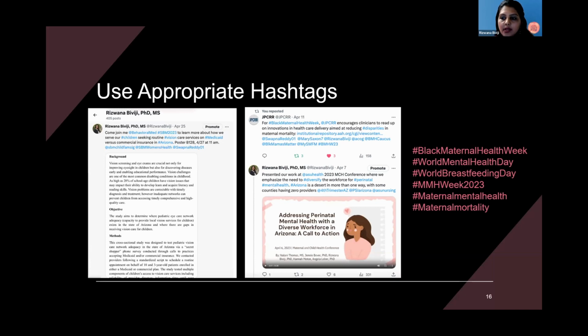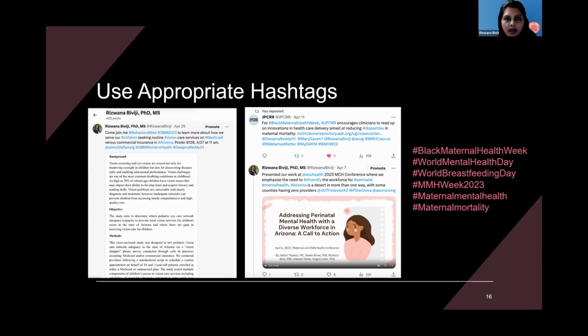So for example, on the left, I share an example of a post that I tweeted around my research work, which I was presenting at a conference in spring of 2023. The research is about looking at access to vision care services among children in Arizona and the differences between children on Medicaid versus private insurance.